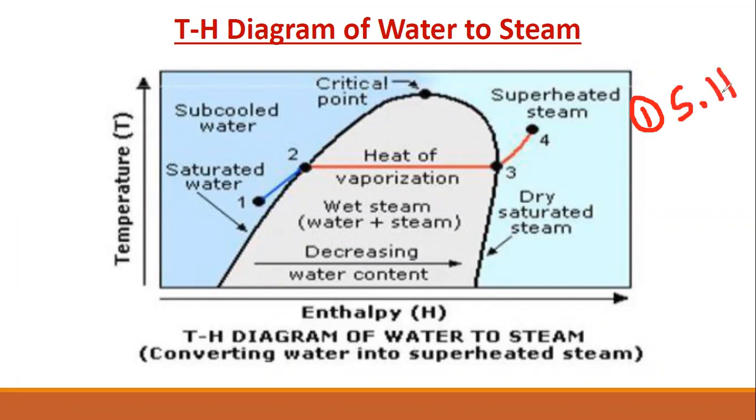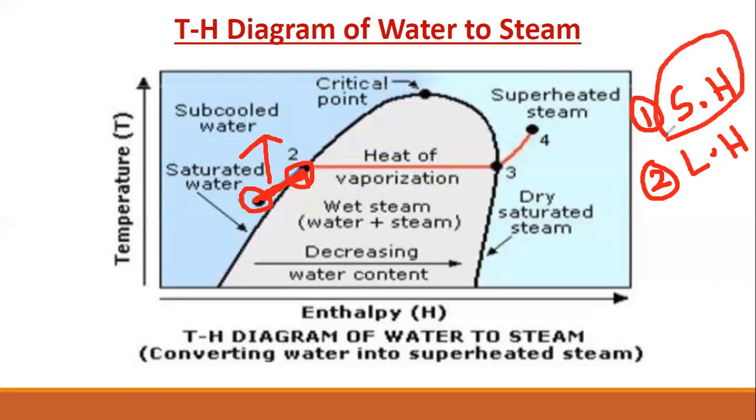There are two types of heat basically. One is sensible heat, another one is latent heat. Okay, so what is sensible heat and what is latent heat? You can see, my student, here, from point one, when we give heat to the water, the temperature increases. But the water remains water. So in this stage, the temperature is changing, but the phase of the material, that means water, remains water. So this heat is known as sensible heat because it changes your temperature, but not the phase.